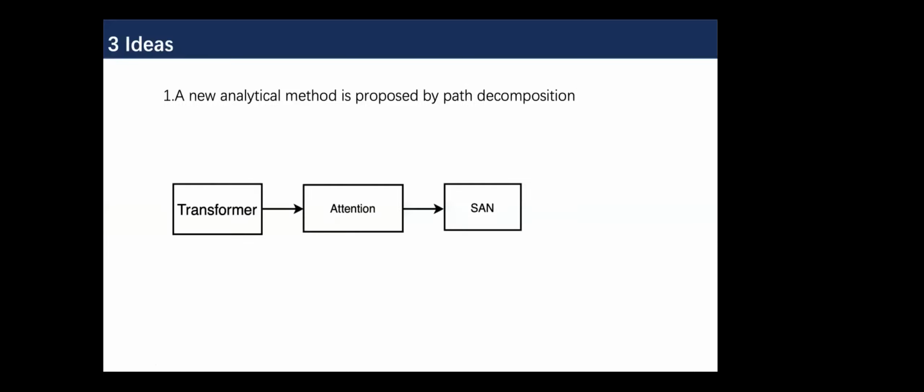Okay, let's move to the next part. It's the main ideas of the whole paper. First, we follow the author's steps. We explore the internal structure of the transformer in depth. We first take attention out separately, which we call SAN, and decide on the path decomposition method for analysis.